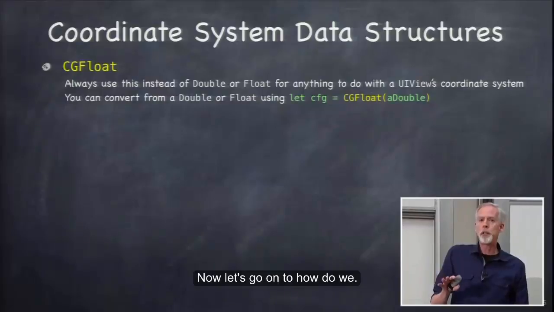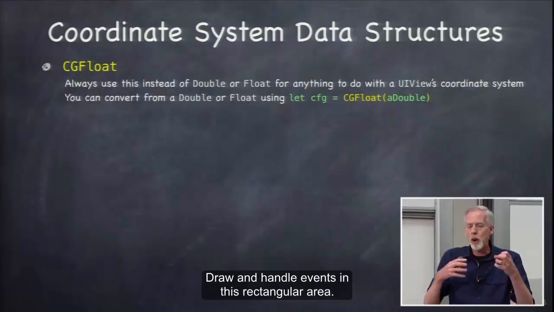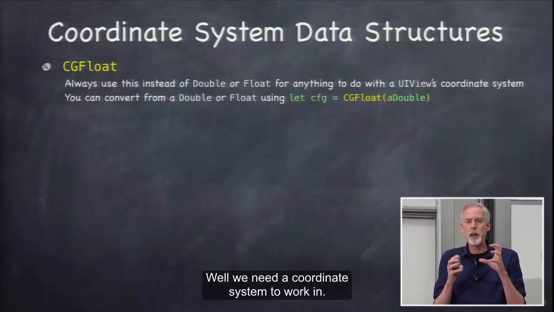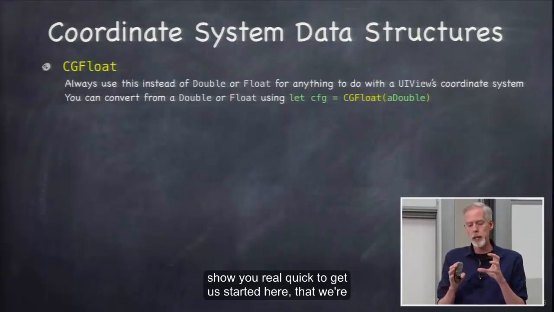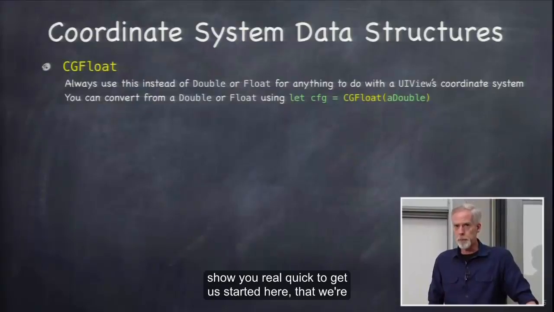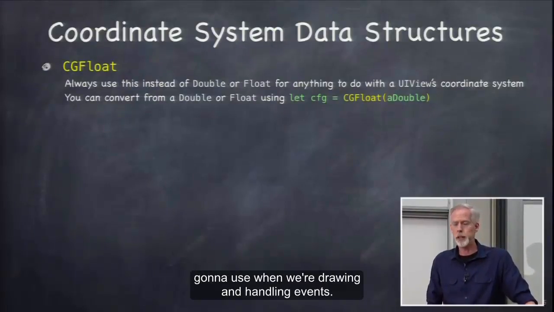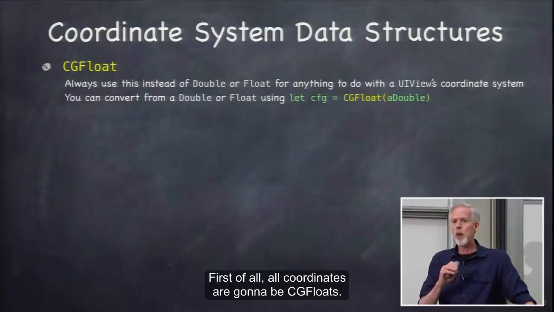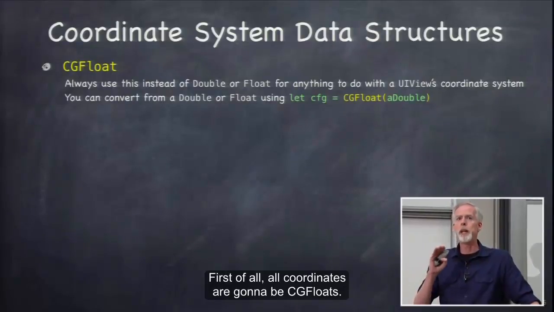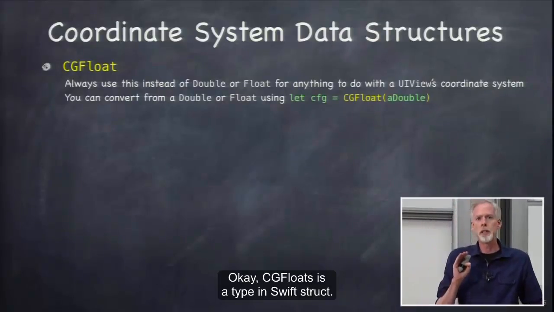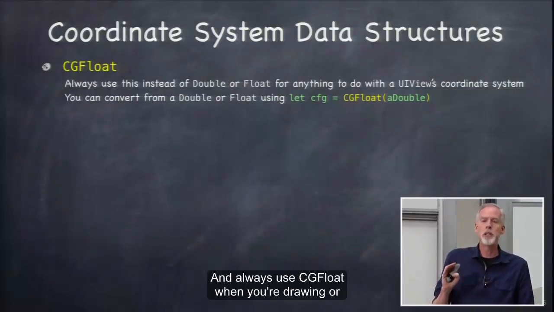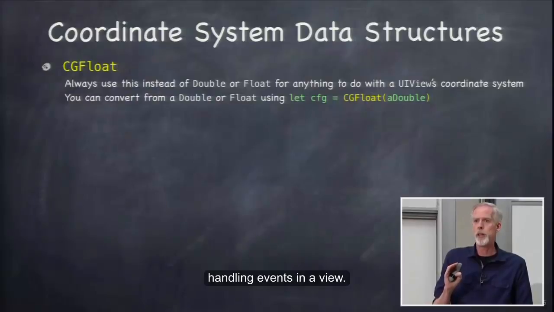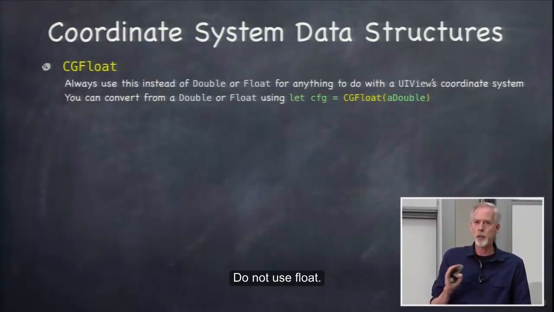All right, so let's go on to how do we draw and handle events in this rectangular area? Well, we need a coordinate system to work in. So there's some data structures I'm going to show you real quick to get us started here that we're going to use when we're drawing and handling events. First of all, coordinates are going to be CGFloats. CGFloat is a type in Swift, a struct, and always use CGFloat when you're drawing or handling events in a view. Do not use Double, do not use Float. If you use those in your homework, you're going to get dinged, okay?